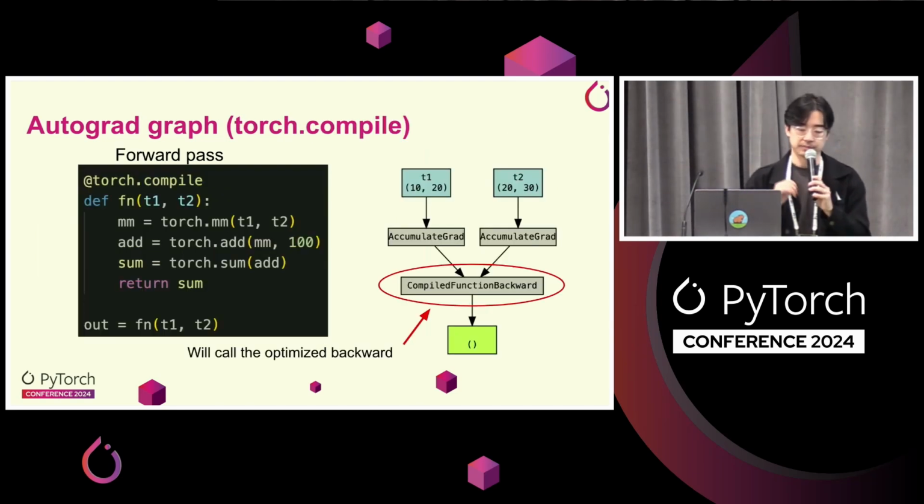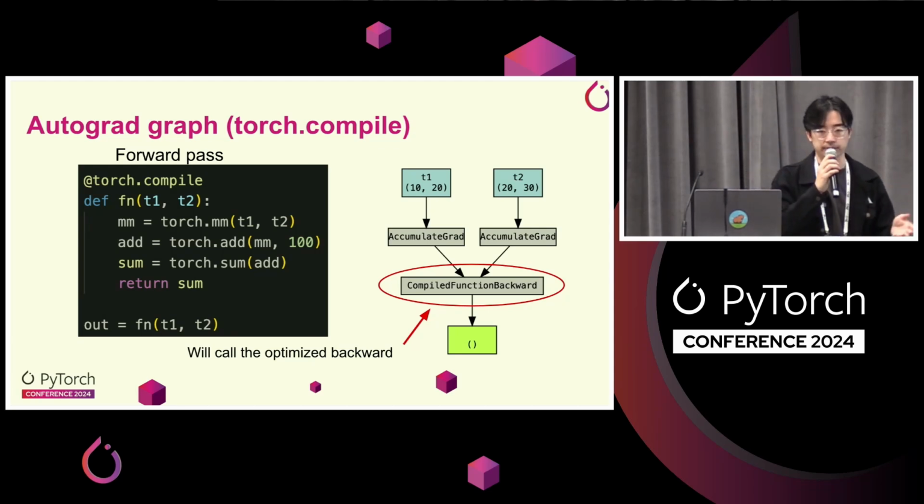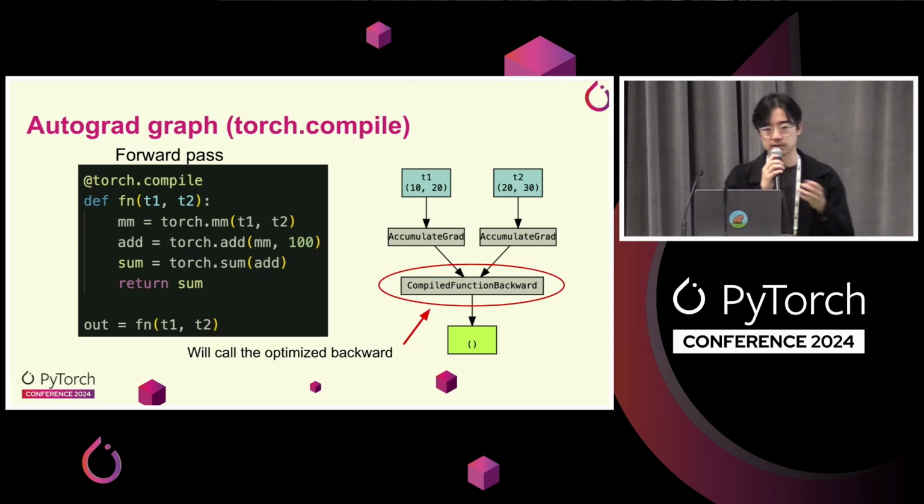So let's talk about Torch.Compile. Let's say we wrapped what we had earlier that ran in eager, the 3 ops, in Torch.Compile. And there's no graph breaks in this case. You'll notice that in the Autograd graph representation, there's actually only a single node installed. And this node corresponds to the optimized backward that Torch.Compile has traced ahead of time.